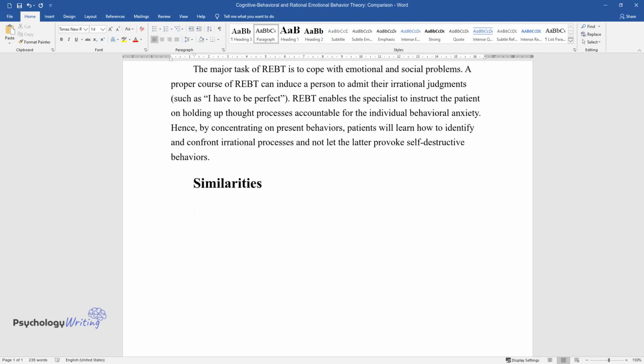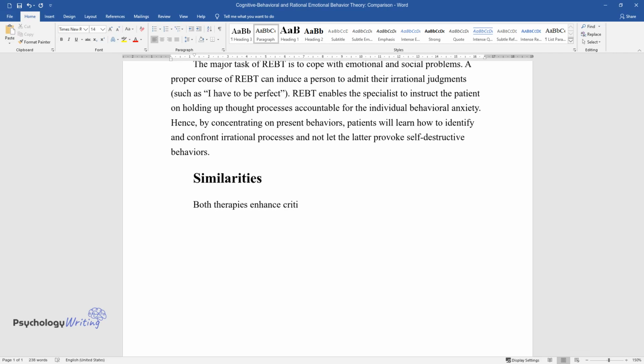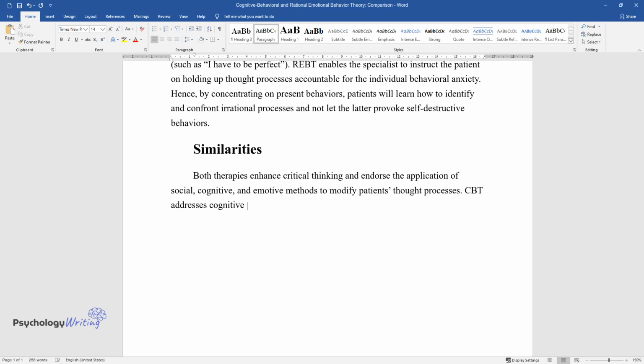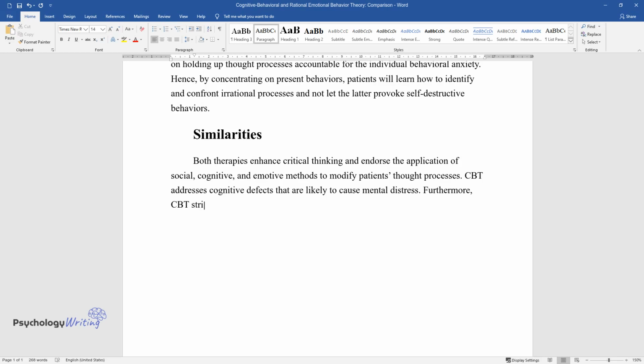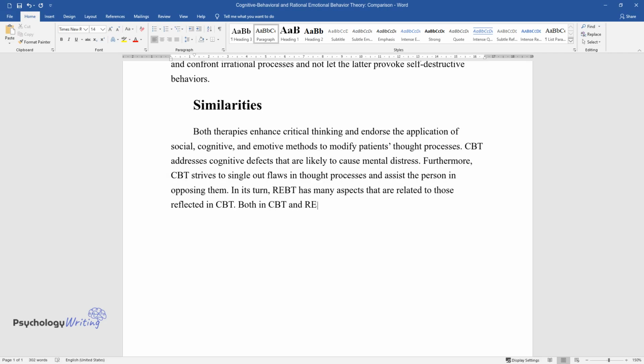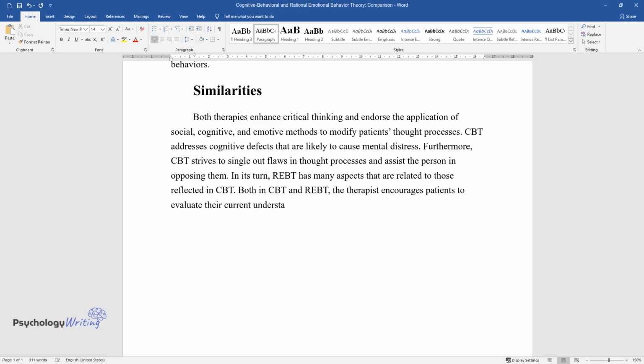Similarities. Both therapies enhance critical thinking and endorse the application of social, cognitive, and emotive methods to modify patients' thought processes. CBT addresses cognitive defects that are likely to cause mental distress. Furthermore, CBT strives to single out flaws in thought processes and assist the person in opposing them. In its turn, REBT has many aspects that are related to those reflected in CBT. Both in CBT and REBT, the therapist encourages patients to evaluate their current understanding of reality.